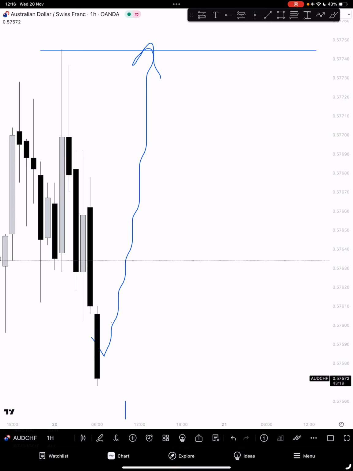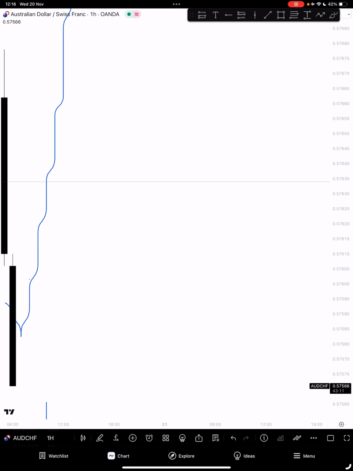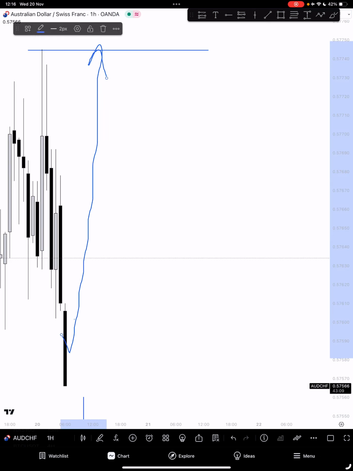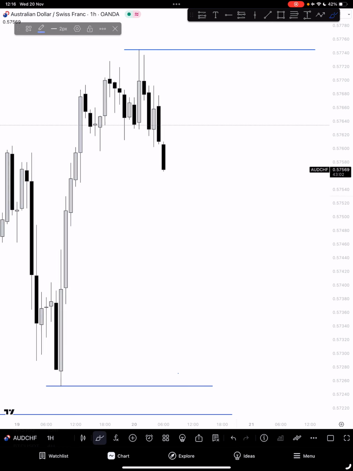Because what goes up and hits something will come down. So when it hits resistance, we sell. When it hits support, we buy. Please write this thing down. I cannot be writing it here. Okay, maybe I'll write it.